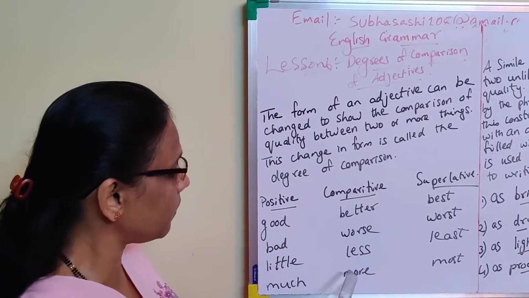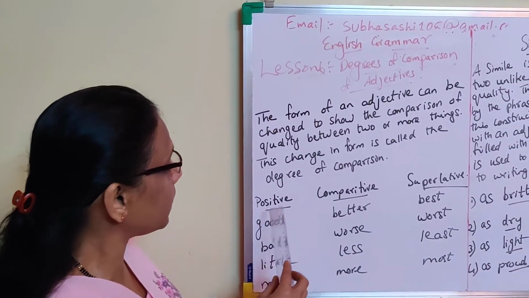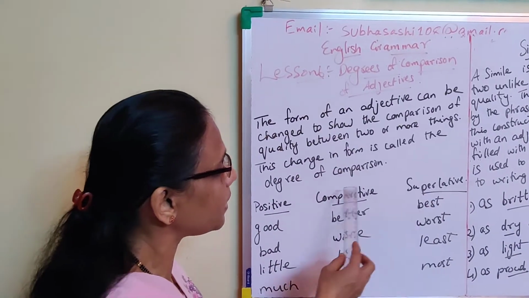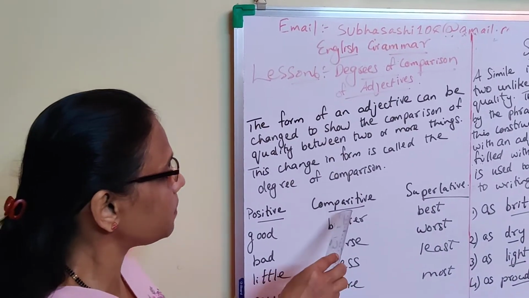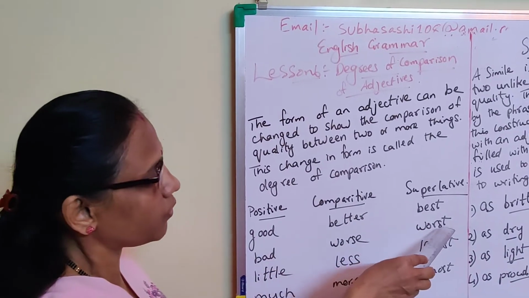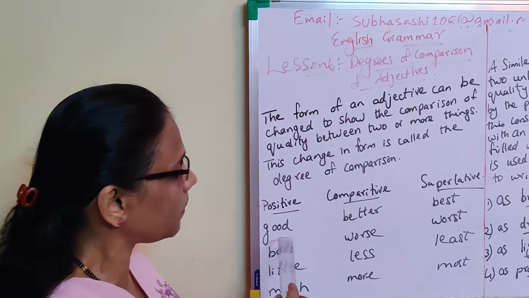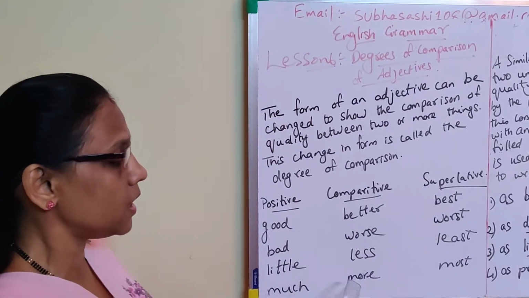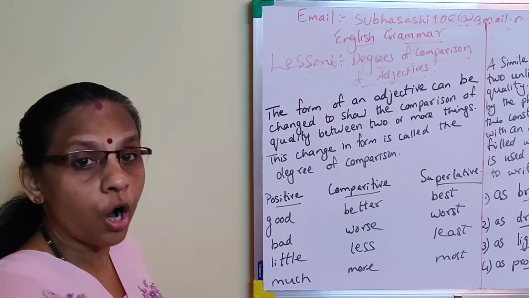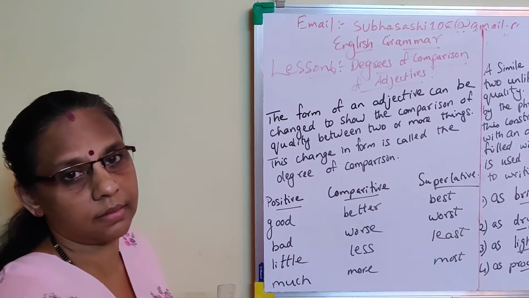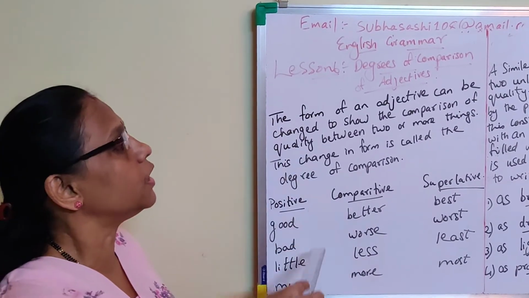Sometimes positive will be given, and you will have to fill in the superlative. Sometimes this will be given, and you will have to fill up here. Sometimes this will not be given, this too will be given, and you will have to fill in the rest. Near, nearer, nearest; hot, hotter, hottest. Understood? This is the degree of comparison.